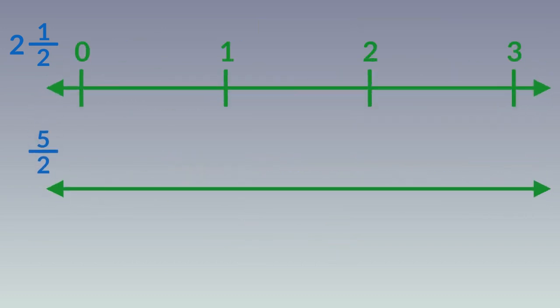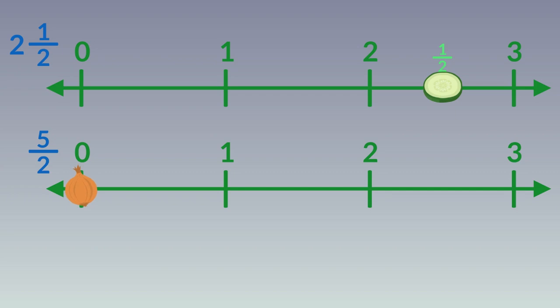Using parallel number lines, the first will represent cucumbers. I move to the 2, and then divide the section between 2 and 3 into 2 equal parts. I move to the right 1/2 to show the mixed number 2 1/2. Now for onions. I divide the section between 0 and 1 into 2 parts. I move to the 1 on the number line, meaning I moved 2 halves.